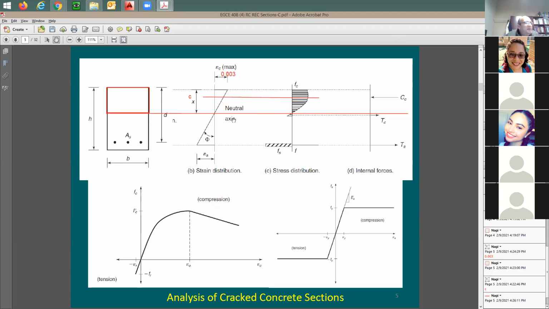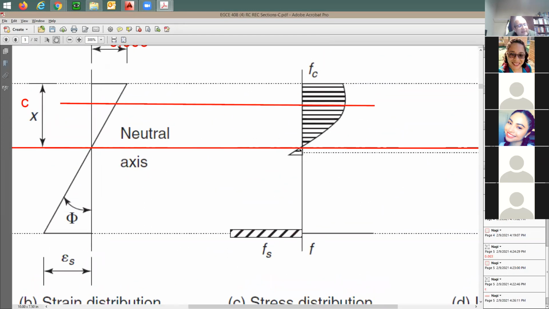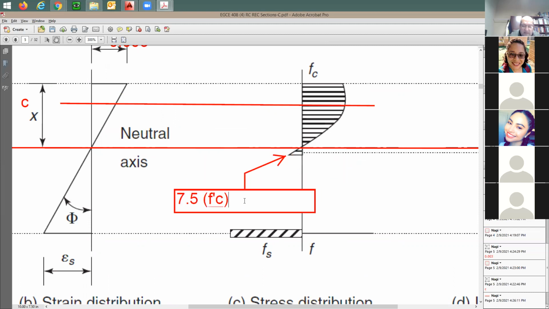So what is below the neutral axis? Is it tension or compression? Tension. Is the concrete good in tension? I'm going to say a little bit. You see this piece? This stress here is going to be fr, which is the modulus of rupture. This is going to be 7.5 square root of f prime c. You remember this point? 7.5 f prime c to the 0.5. This is the amount of stress that is going to be there.